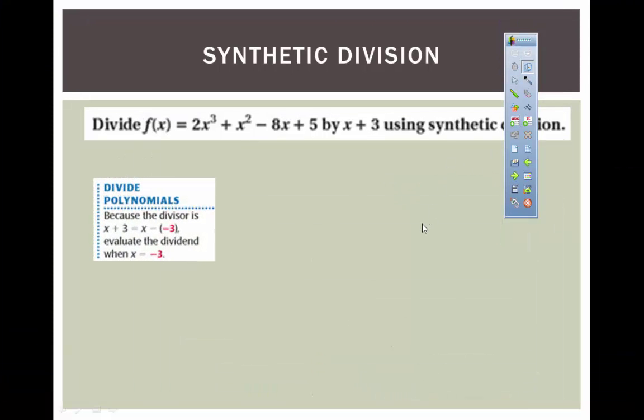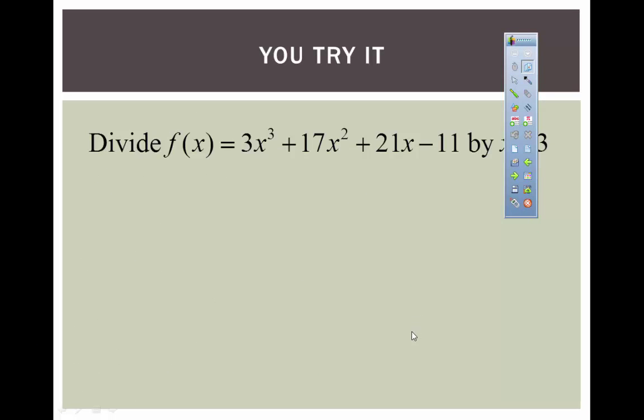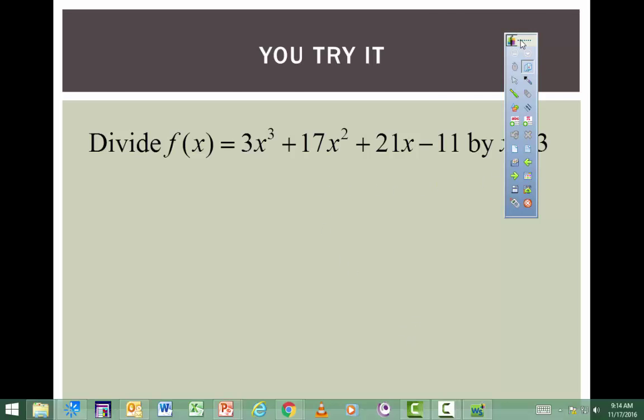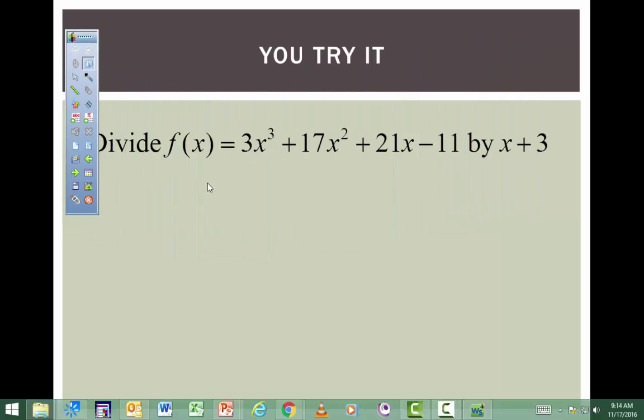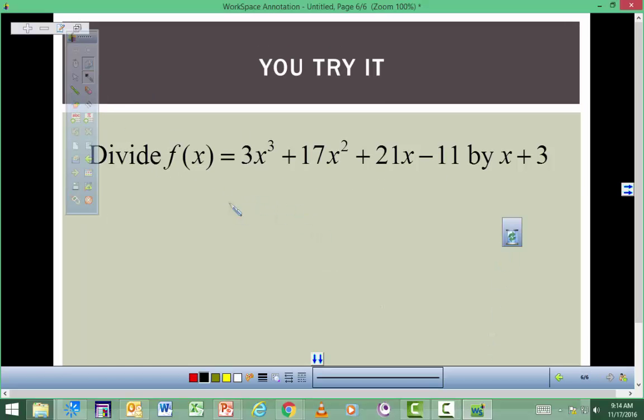So, alright. So, that was boring. Let's try this one now. Okay, so this one's different. Alright, so we'll put a little box right here. But this is a -3 still. Okay. But this time we have a 3, 17, 21, and a -1.